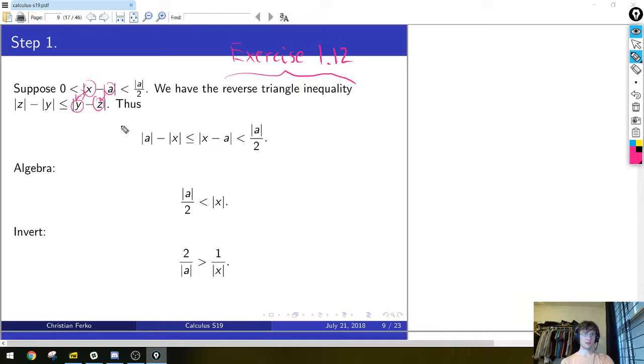So you make this pairing, and then you have z is a, so the left side is absolute value of a minus absolute value of x, which I've written here. That's less than the absolute value of x minus a. We already know that's less than the absolute value of a over 2, so I chain those inequalities here. And then I just add x to both sides to move the x to the right, and subtract absolute value of a over 2 from both sides, which leaves me with absolute value of a over 2 on the left. So that gives me this line, and then you can simply raise both sides to the power minus 1, which flips the inequality and gives me this line.